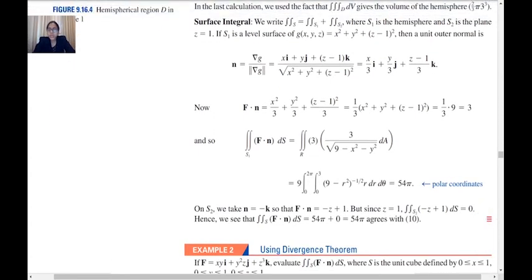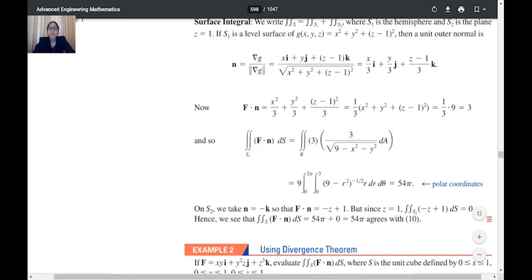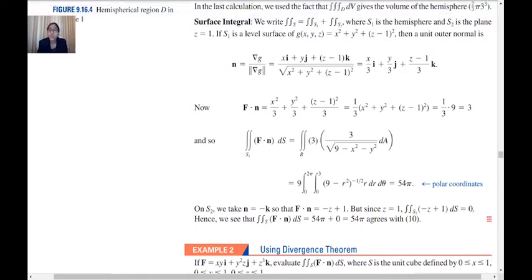So now let us evaluate the integral over S2 of f dot n, which is minus z plus 1, into dS. Okay, but here the surface S2 is nothing but z is equal to 1, right? So if we substitute z is equal to 1, this term will be 0. So this integral is 0. That's why the integral over S2 turns out to be 0. So this is how we can verify the divergence theorem.